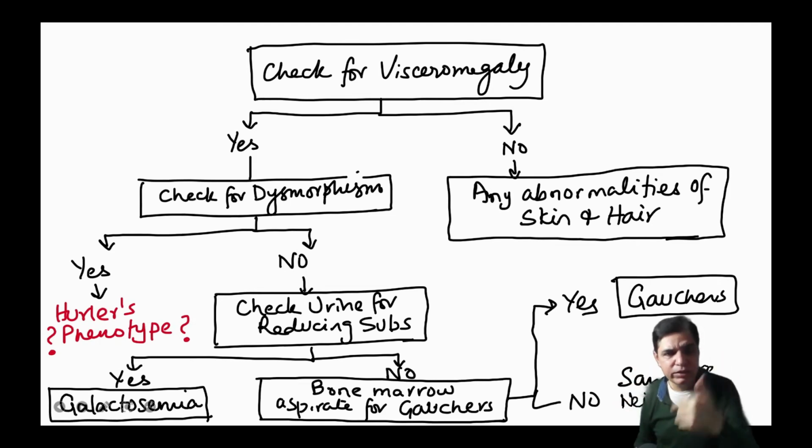For example, when you are examining that child, not only do you check the neurological system, you check the abdominal, respiratory, everything. So if there is visceromegaly, and by visceromegaly I usually mean hepatomegaly, if you can feel the liver, in a child who has neurodevelopmental regression based on that criteria, and the liver is enlarged, then the next step is to look for dysmorphism.